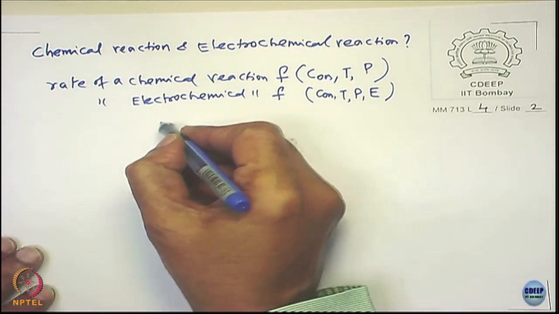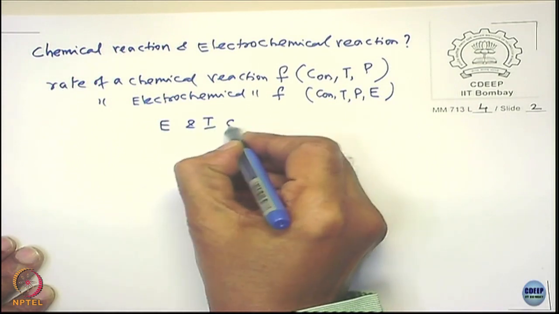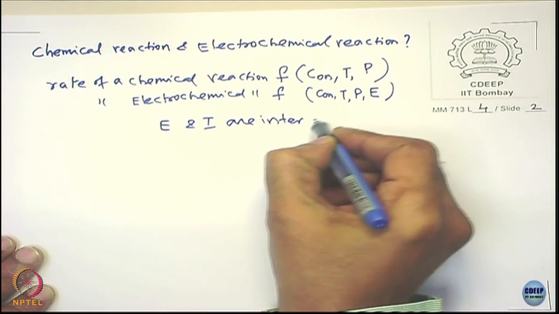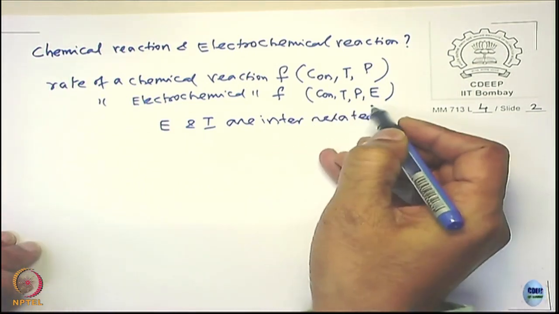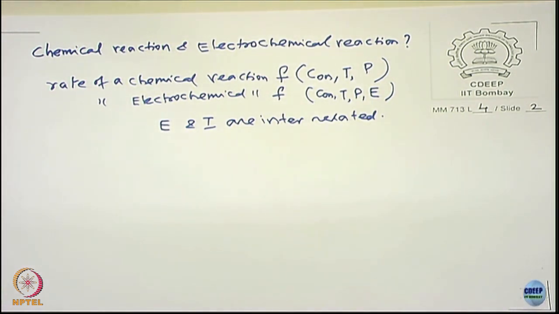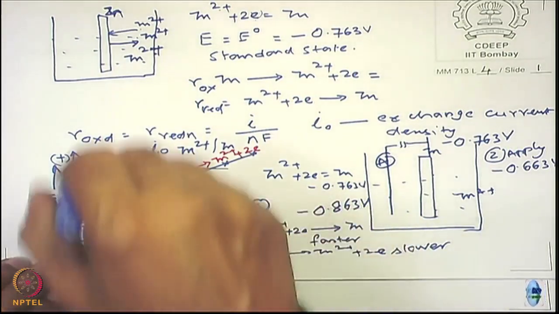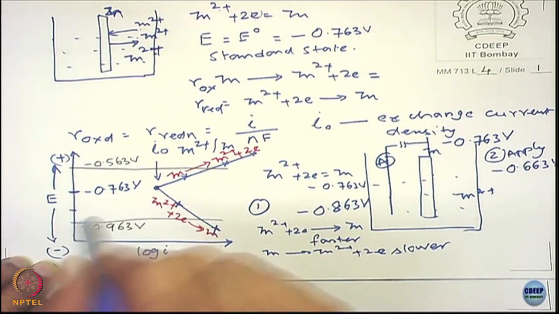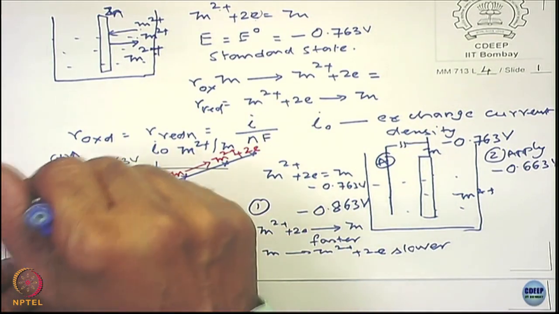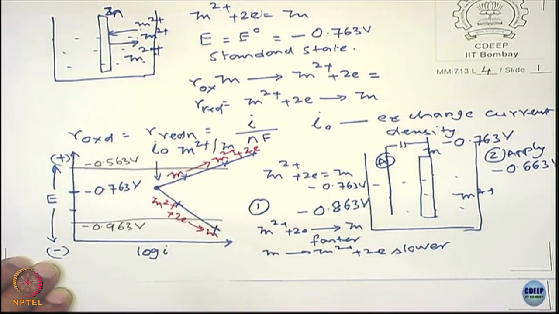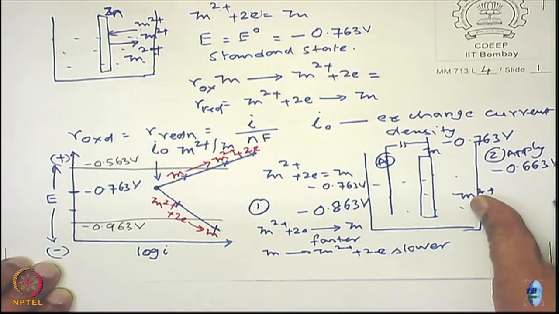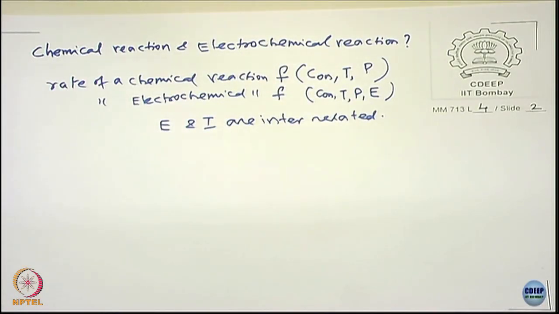And potential and current are interrelated. Isn't it? We have seen in the previous thing, I'll show you here. The potential and current are interrelated. I have not completed the story here, but I just wanted to tell you that rate of reaction depends upon potential, and potential and current are interrelated to each other. You talked about what happened to the change of concentration. That will change. So that is the difference between a chemical reaction and the electrochemical reaction.